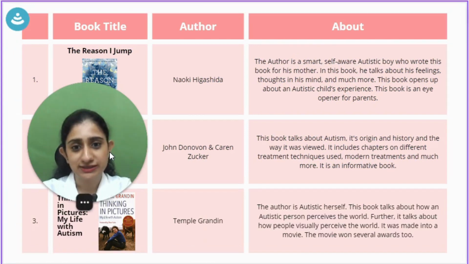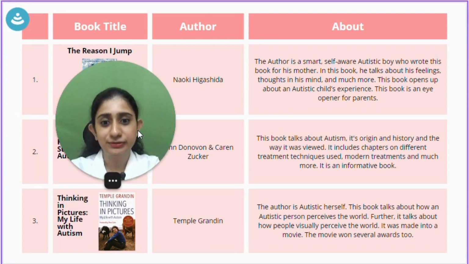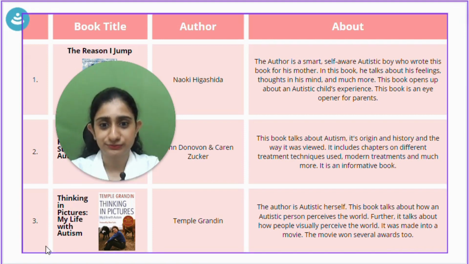So the next book is titled Thinking in Pictures, My Life with Autism by Temple Grandin. The author is autistic herself. This book talks about how an autistic person perceives the world. Further, it talks about how people visually perceive the world. It was made into a movie and the movie won several awards too.